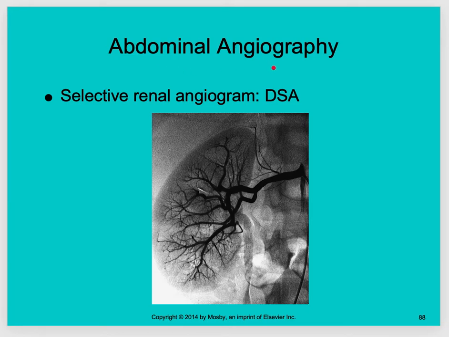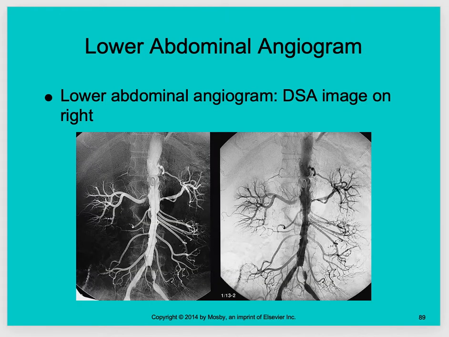So abdominal angiography, selective renal angiogram, DSA, so digital subtraction. So this gives you the veins of the kidney. You can see how they're dispersed in there, and then with that digital subtraction, you're not seeing as much of the bone or the tissue of the bone of the spine or the tissue of the kidney, but you're seeing more of the veins and if there's occlusions or if there's something going on.